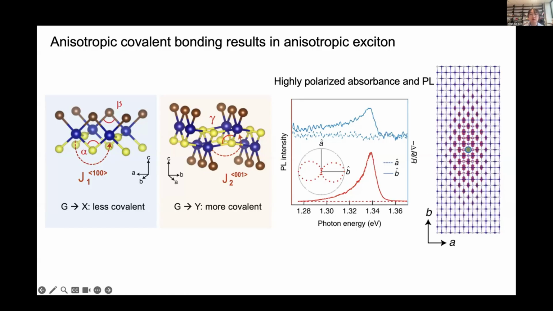And because of this property, we also see optically that if we have linearly polarized light along the dispersive direction, then there's strong absorption and emission. But if we polarize along the other direction, then there's essentially no absorption and no emission. So we can see a very anisotropic electronic response from this band structure.